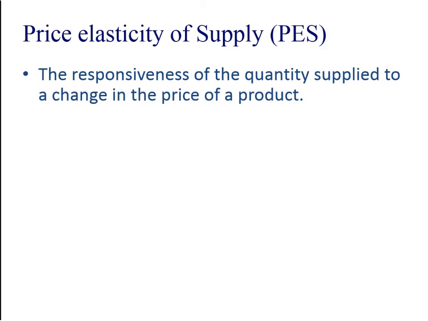So definition, it's the responsiveness of the quantity supplied, this time not demanded, supplied to a change in the price of a product. So we're looking at, it's like science experiments, and we're changing the price, and we're looking at how much the quantity supplied changes by.